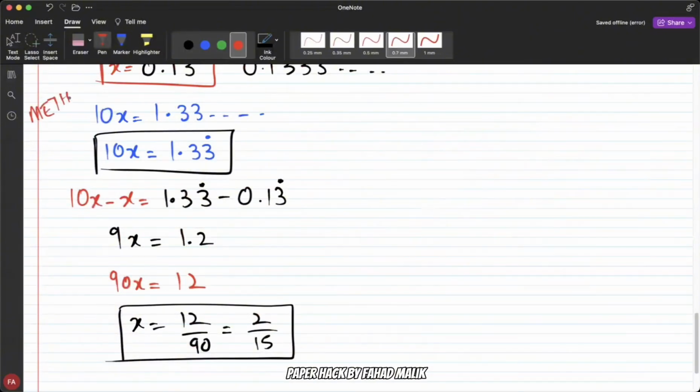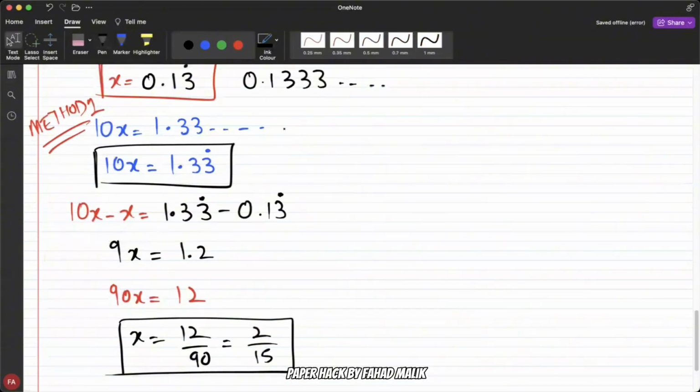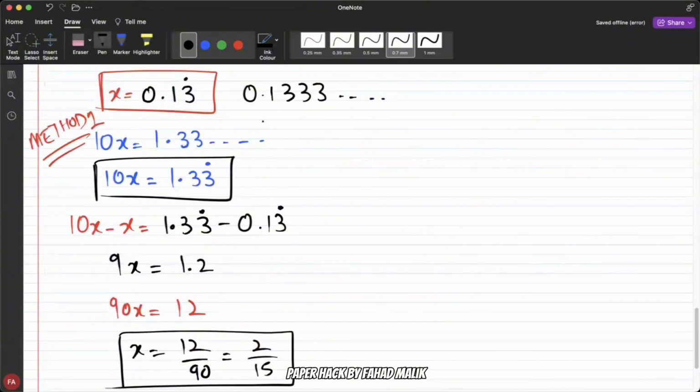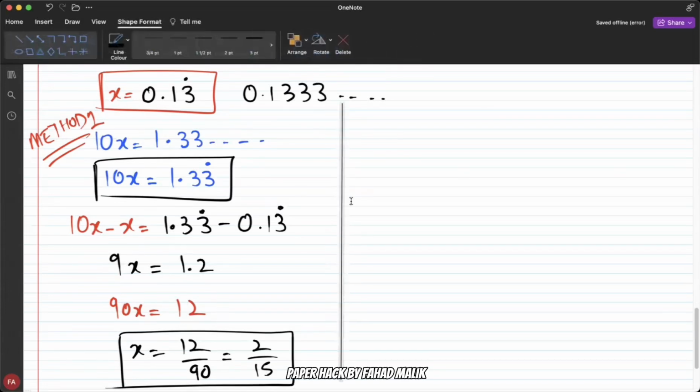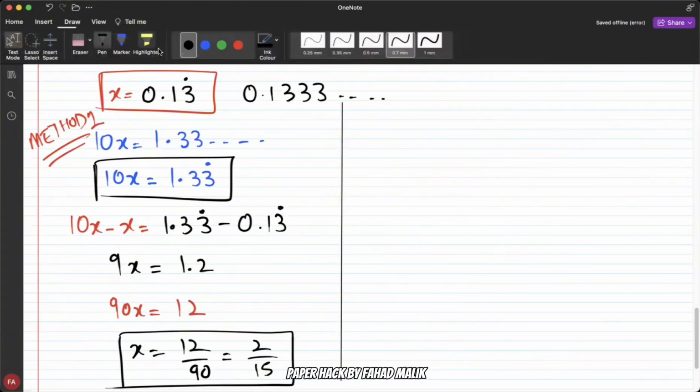Generally, I wouldn't say there's method 1 and method 2. I'm just telling you that there are different ways to approach this kind of question. So let's solve the same question using another method. Now, in this case over here, I would take this as method 2.